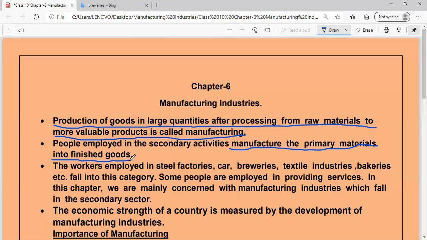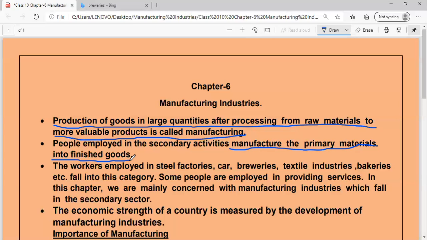Now, the workers employed in steel factories, car, breweries, called the place where beer is made, then textile industries, bakeries, etc. fall into this category. Okay, for example, take the case of bakery. When it is wheat or maida, it is simply flour. But when you are converting it into biscuits or cake, the value of products is increased. That is, you have to pay more price. Why are you paying more price? Because the value has increased. So all these activities or all these sectors are coming in the secondary sector or manufacturing sector.